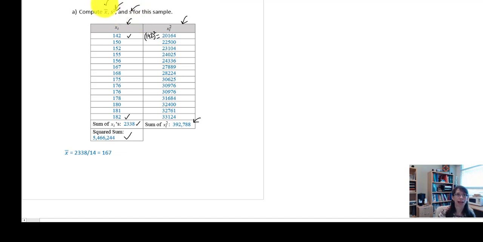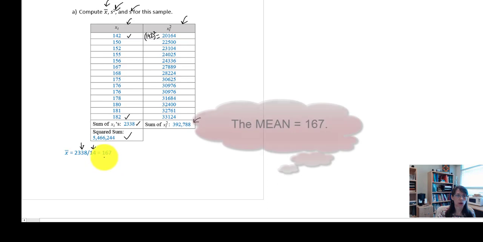First calculation, x bar, is the mean of the data. Well, since we already have the sum of our data, we simply need to divide by the number of measurements, which is 14. So when we make this calculation, 168 is the mean for our data set.